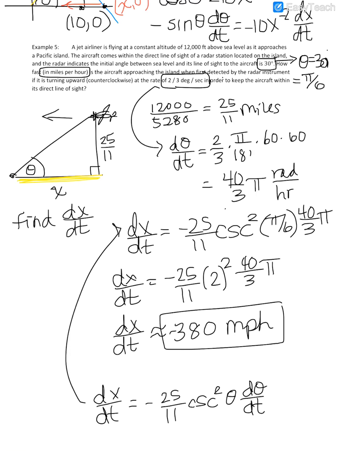Notice it's negative because the plane is going towards the radar station, so the distance between them is getting smaller and x is shrinking. That's why it's a negative velocity.